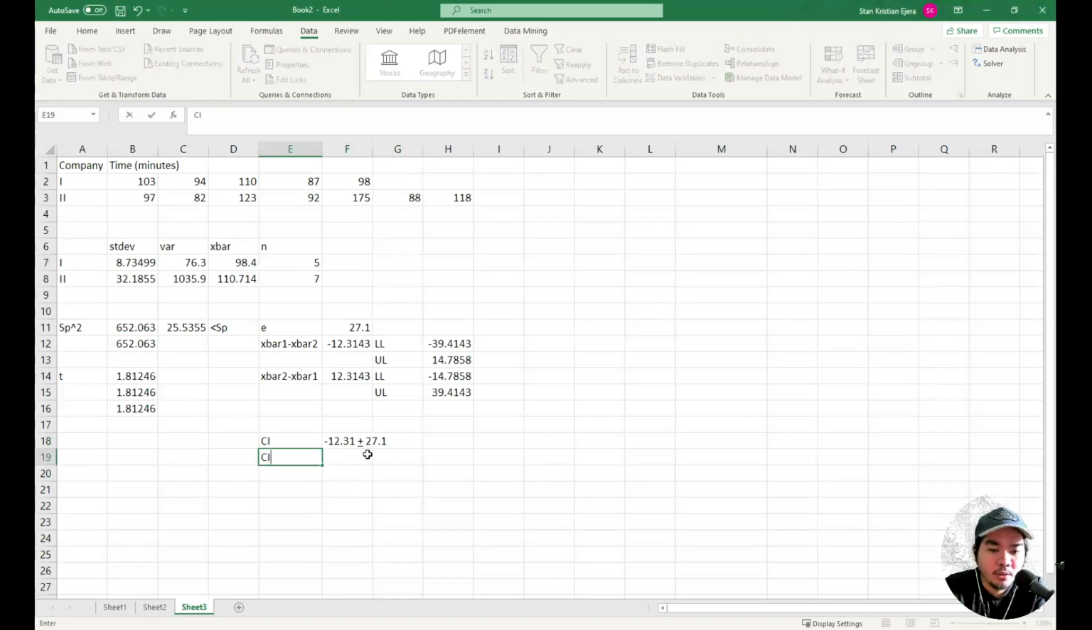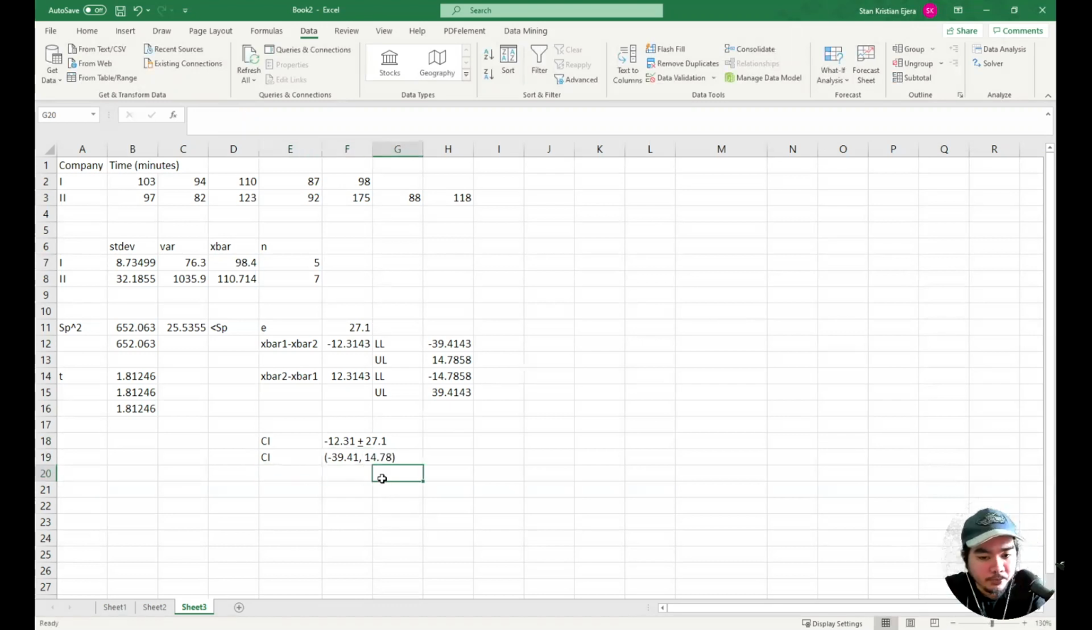Or I can also write my confidence interval in terms of the upper limit and lower limit. So, I can do negative 41 to 14.78. Okay? Okay, is that clear? Yes. Okay, thank you.